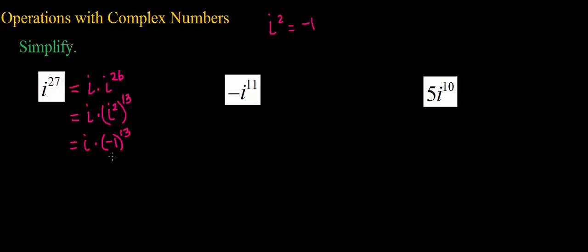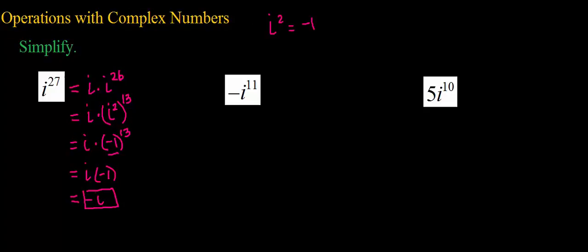Remember that whenever you have a negative base raised to an odd power, your result will be negative. So this means that i times -1 to the 13th power, which is equal to -1, and your final result is i times -1, which is -i. And that's your final answer for this first example.